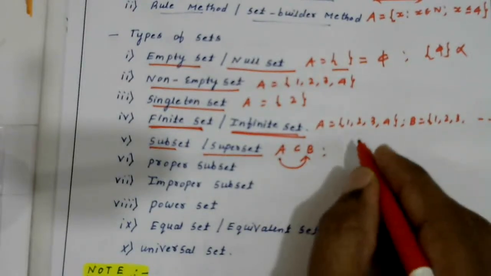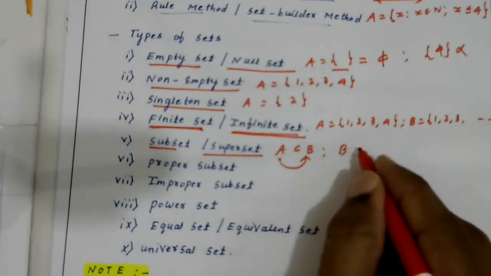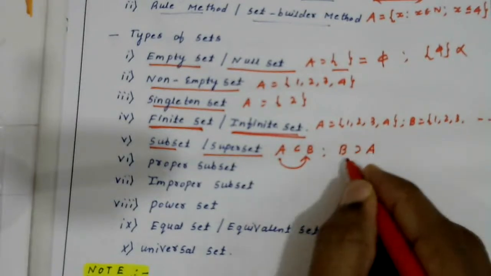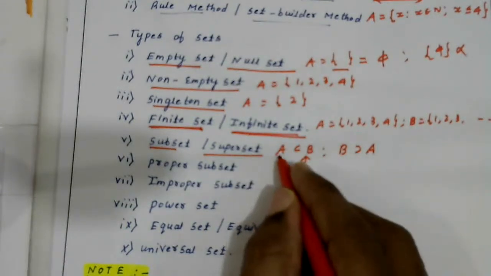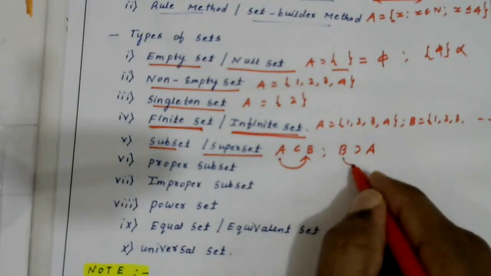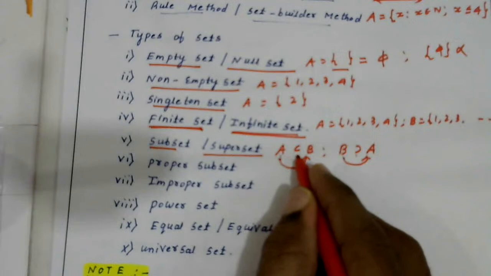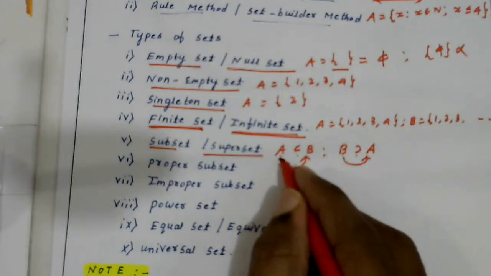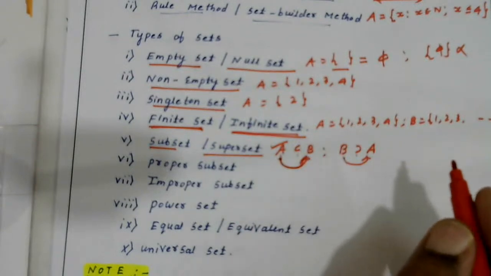And what is a superset? If A is a subset of B, what is B? B is a superset of A. A is contained in B, or B contains A. So B is a superset of A, and A is a subset of B. If every element of set A is present in B, then A is a subset of B.